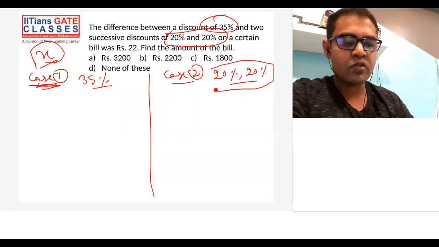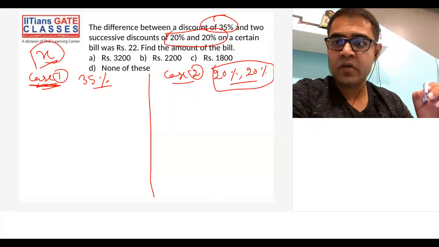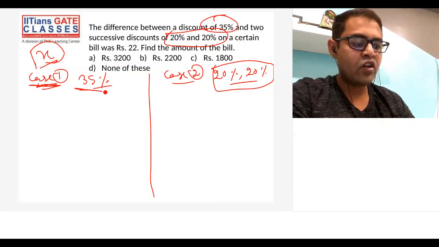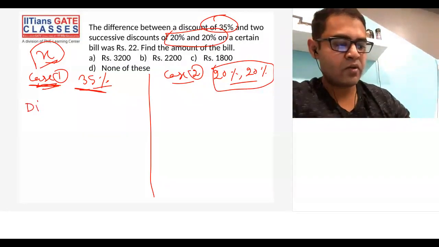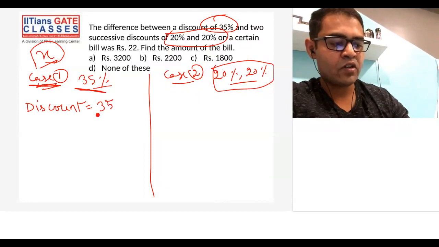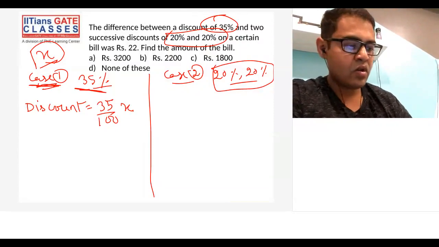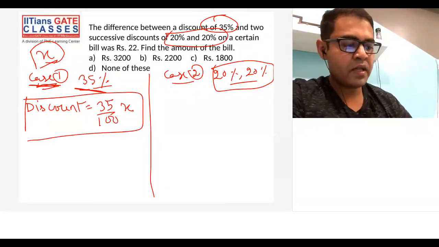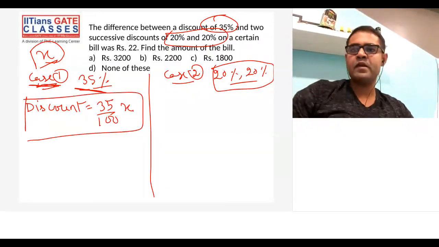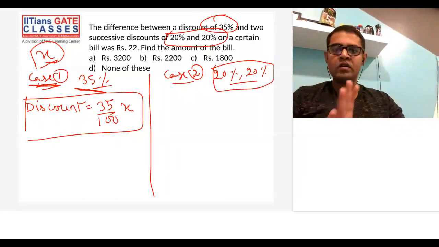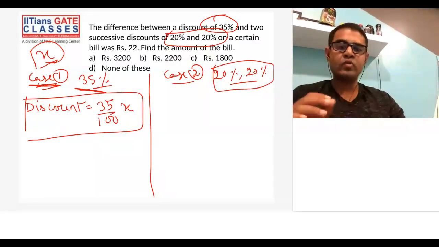This case is also known as successive discounting. We'll see how to do successive discounting also when we solve case two. Okay, so I got 35% discount. So the discount, basically how much I got, is 35% on the original bill. Discount in case one is simple: 35% of the original bill, one discount, done. This is my discount value for case one. Now case two, we'll see the discount.